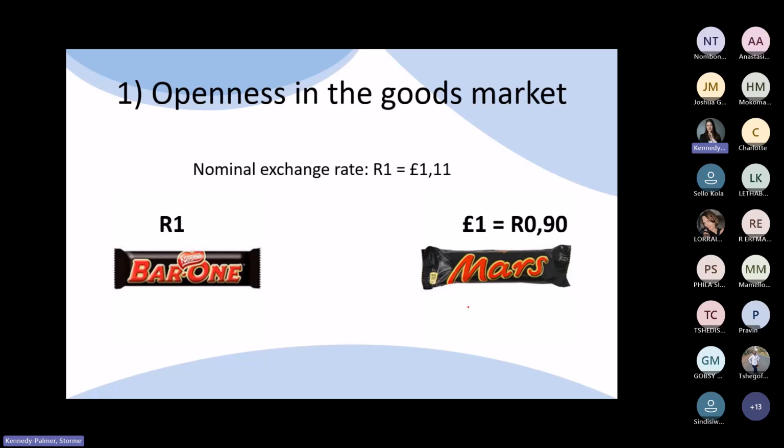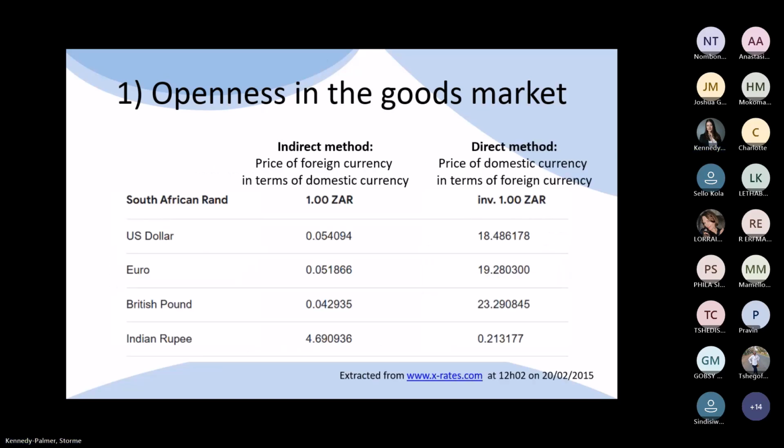So now I'm sure you'll see that the exchange rate quotation we use in this module is not the same as the one that we commonly see in the news. This is because we use the indirect method instead of the direct method of quotation. So let's go through that. Using the indirect method, we express the price of the foreign currency in terms of the domestic currency.